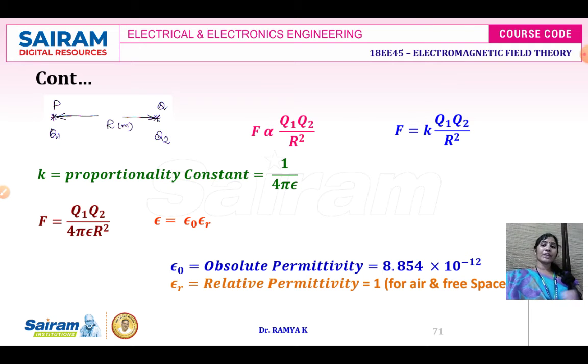If you have only one charge, then the force of attraction or repulsion happens like this. Suppose you have n number of charges, you consider more charges are available.